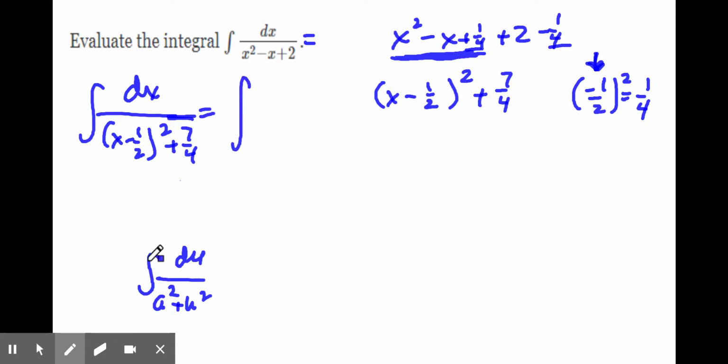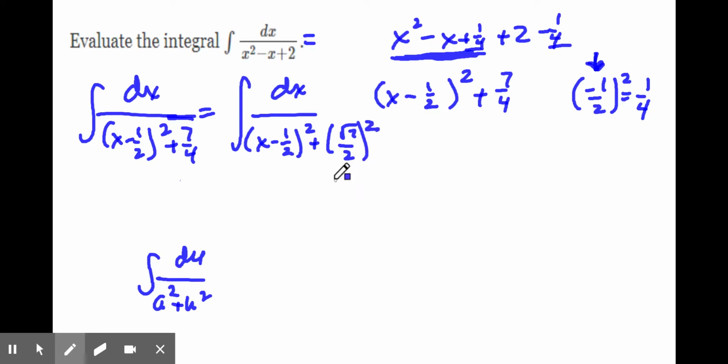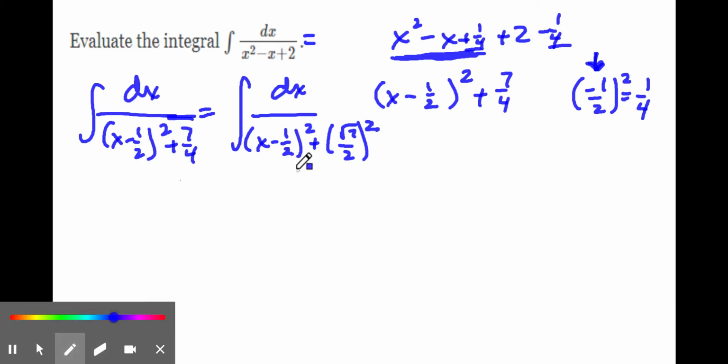So if we let u, or let's rewrite this first here a little bit. So we have dx over x minus 1/2 squared plus 7 over 4 has to be written as a quantity squared. So that would be radical 7 over 2 that's being squared. Okay? All right, it's radical 7 over 2 that's being squared to give me 7/4. All right, so they don't all necessarily come out to be even.